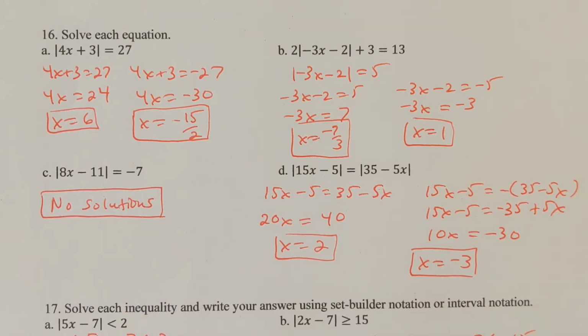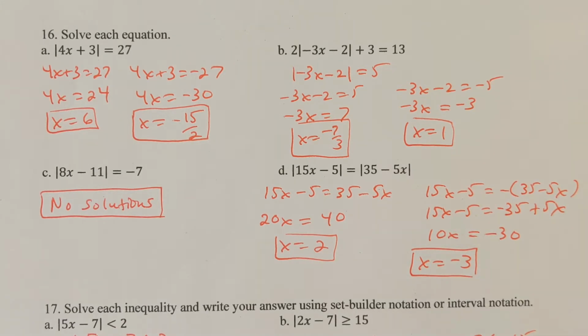Okay, so we'll finish up the chapter 2 notes. Problem 16, I want us to solve each equation. Part A, the absolute value of 4x plus 3 equals 27.